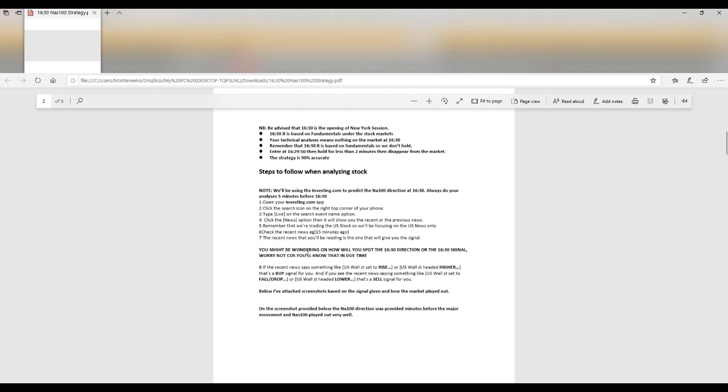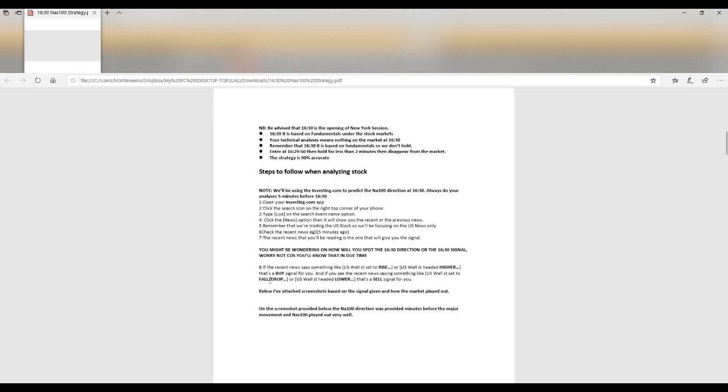So the one that we are reading currently is the one that will give us the direction for the open of the New York session. You might be wondering how you will spot the 4:30 direction or the 4:30 signal. Worry not, because you'll know that in due time.